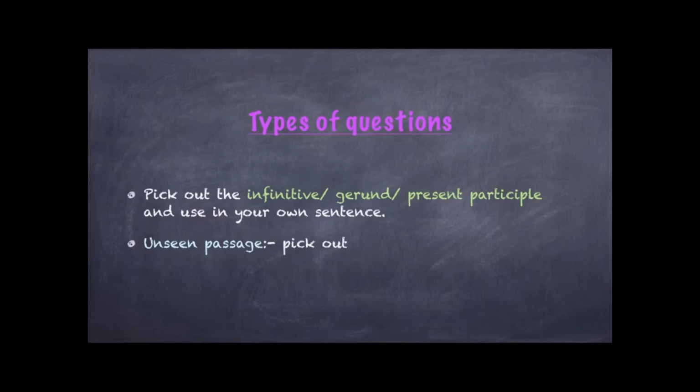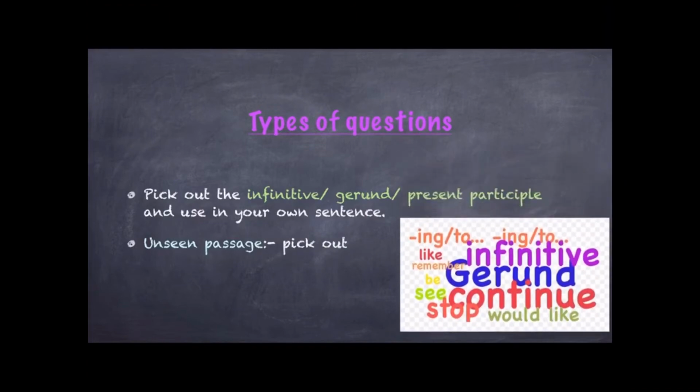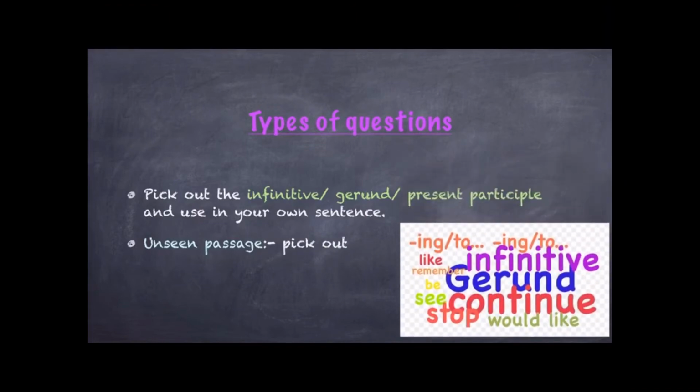The second one is unseen passage. It may come in the unseen passages to pick out the infinitive, gerund or present participle. So let us study them one by one.